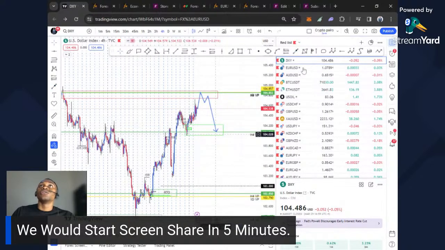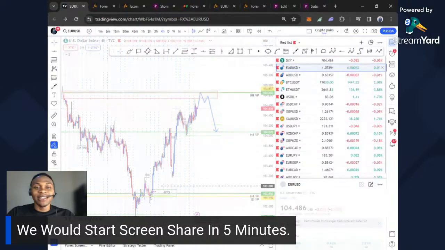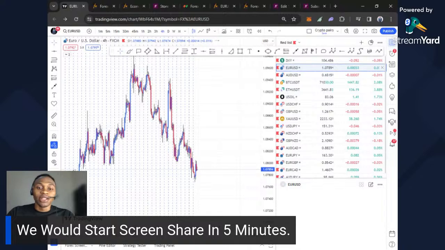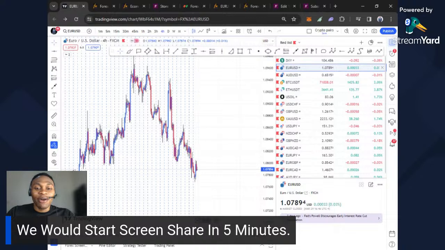Okay, so with that said, we'll check out the next pair, which is Euro USD. You should know that Euro USD is 80% correlated with DXY. So if DXY is going up, Euro USD should be going down, and if DXY is going down, Euro USD should be going up.